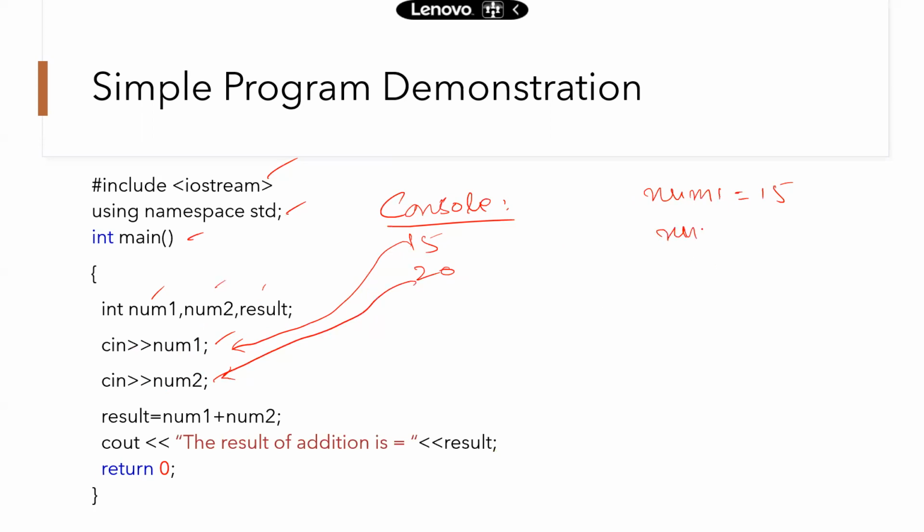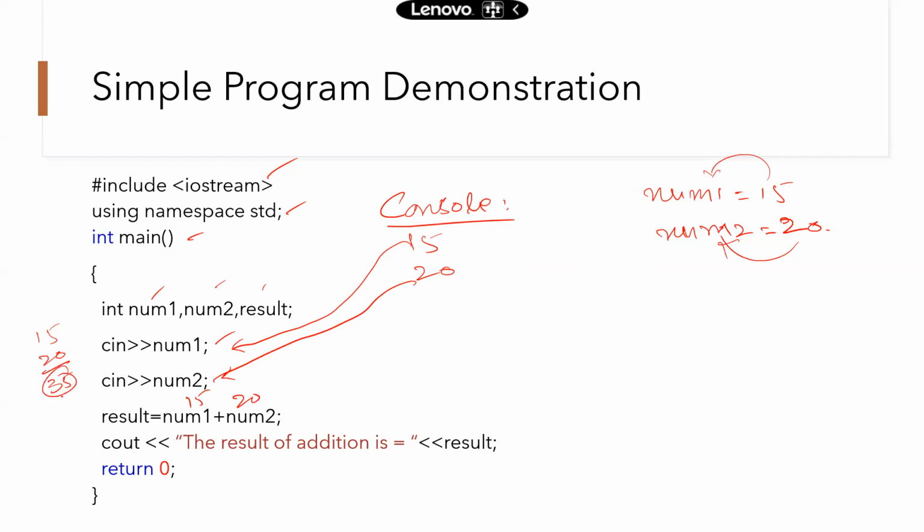So the value of num2 would be 20. Now that I have 15 and 20 over here, which have been assigned to their respective variables, what we are going to do is add num1 and num2. So if we add num1 and num2, this means that I'm adding 15 with 20. So 15 plus 20 is 35.